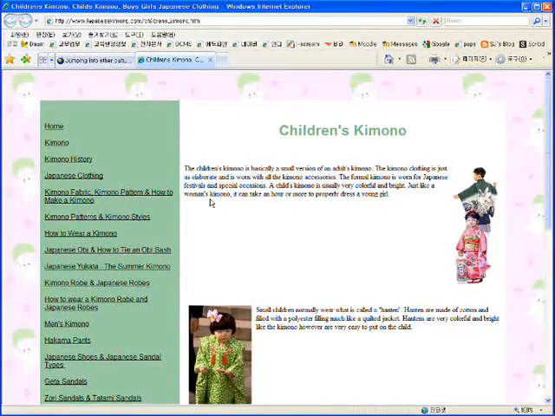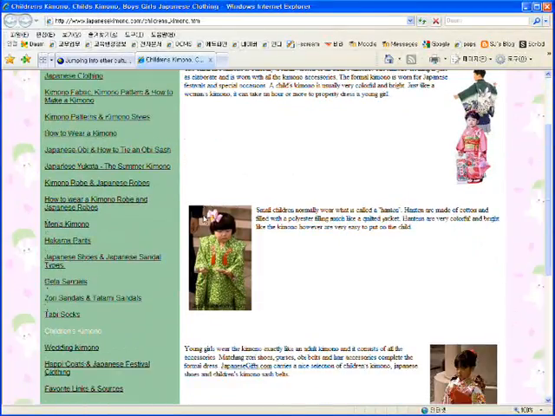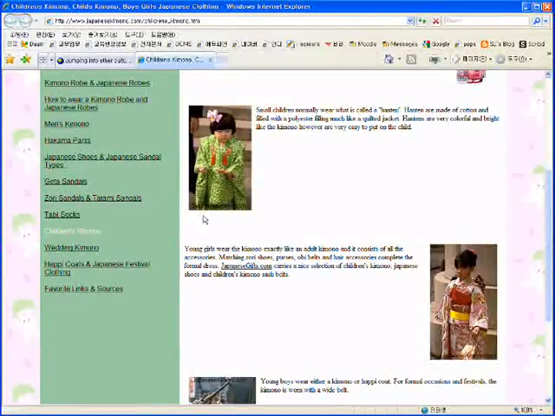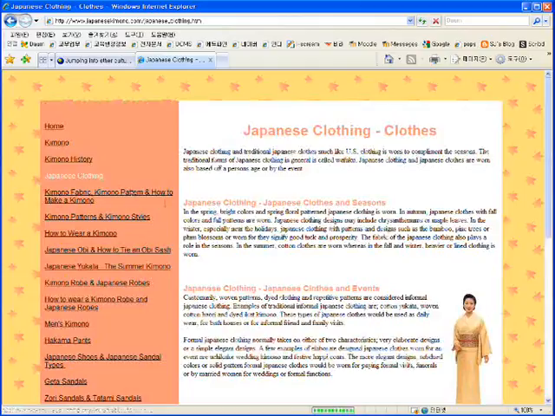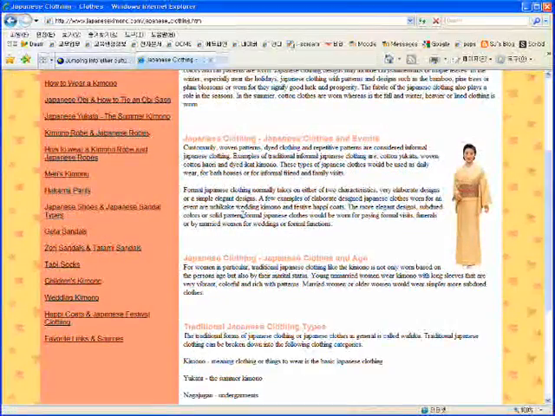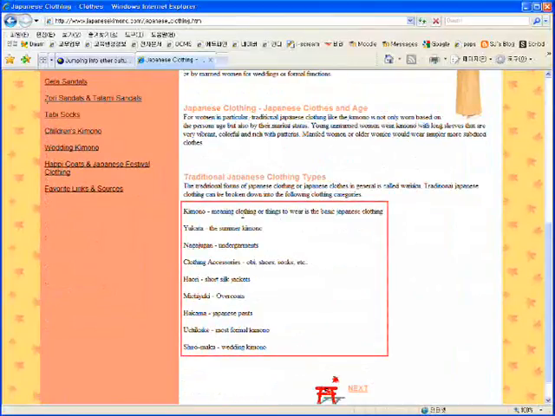This website is all about Japanese culture. So as you can see, it explains about things like kimonos and footwear and such. There are also many photos of the items in question, and there are lots of links to follow for other websites as well.